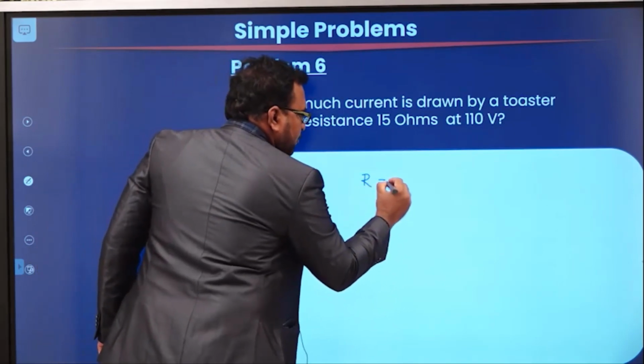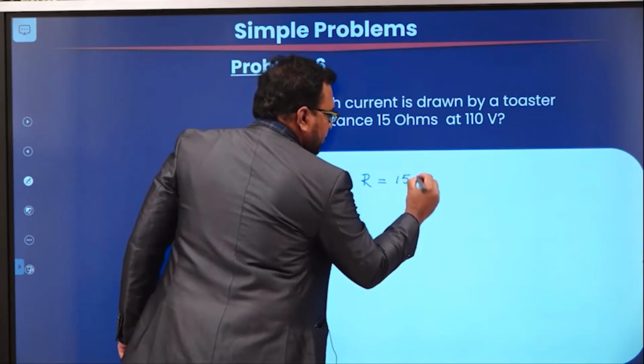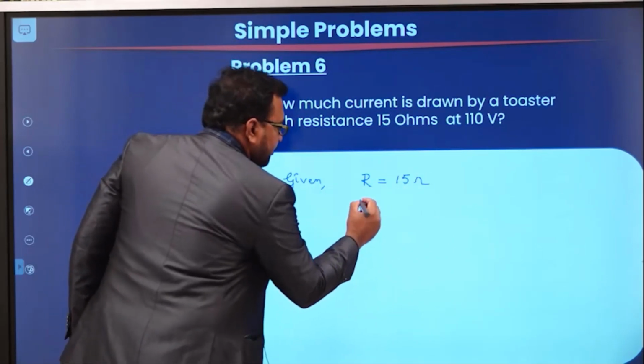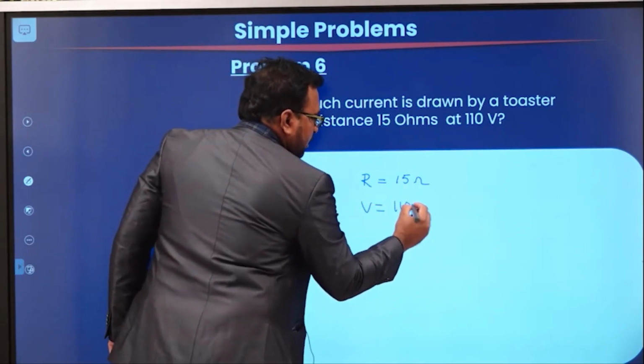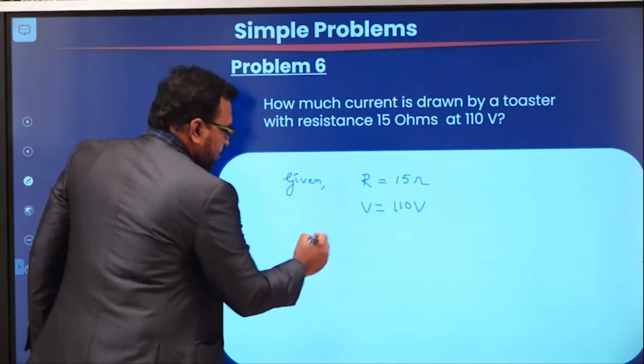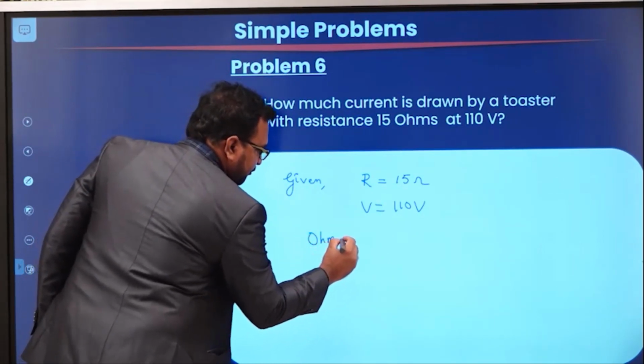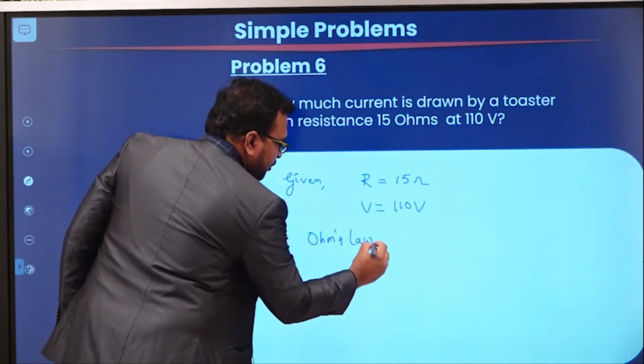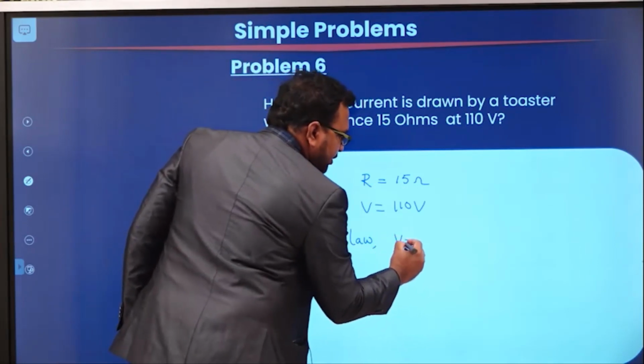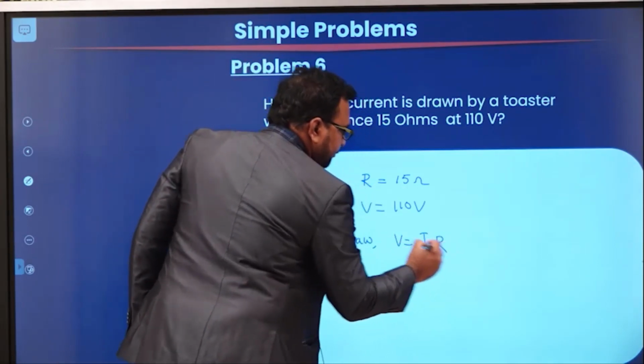Given the quantities, the first one is R, which is given as 15 ohms. Next one is V, and its value is 110 volts. So from Ohm's law, we know that V is equal to IR.